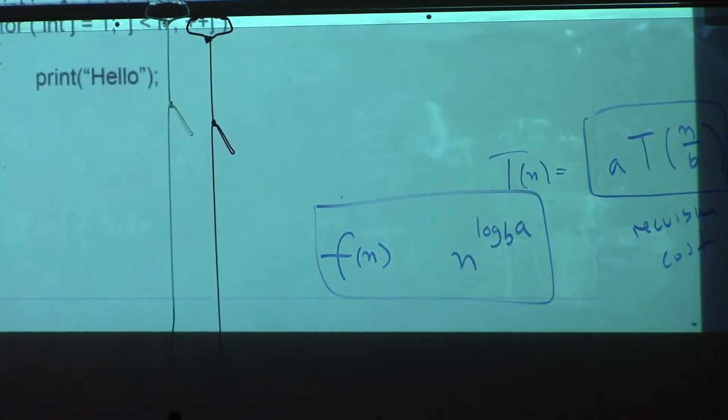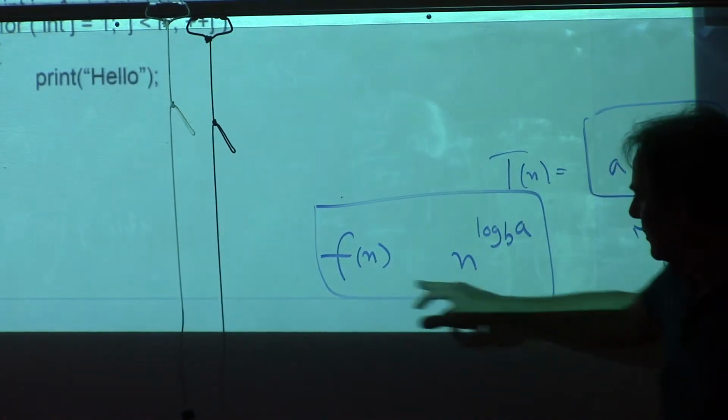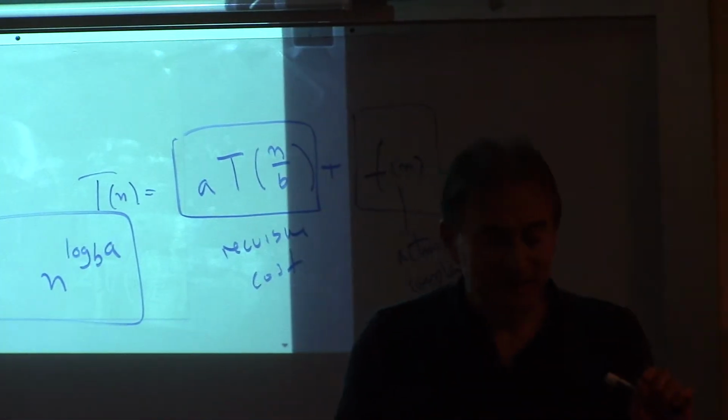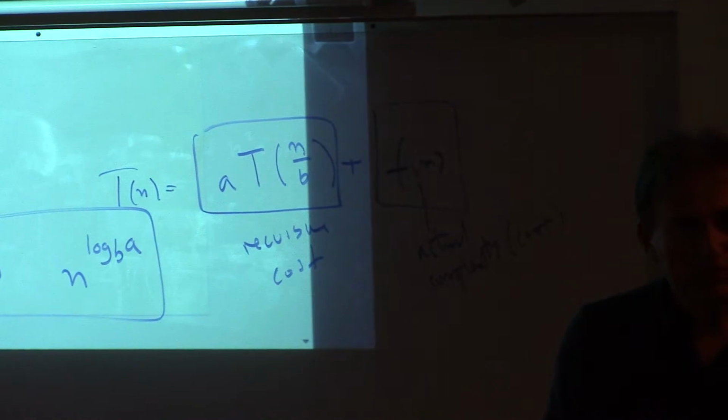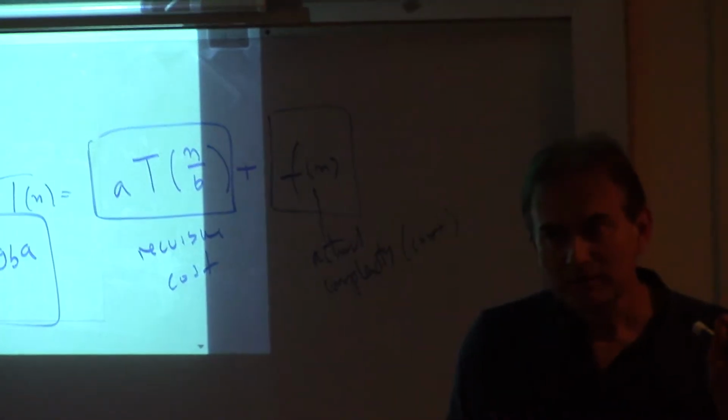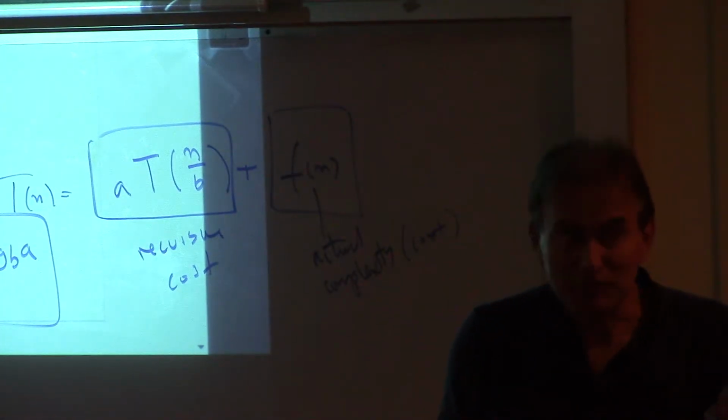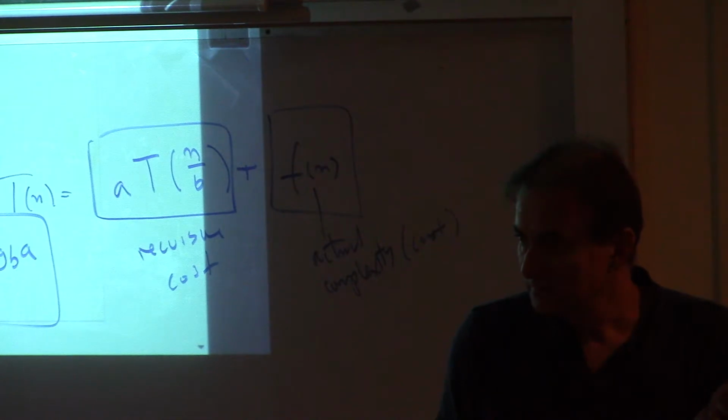Okay, so now, what is this? What is f of n? If you had to tell me f of n exactly, it's the cost of level 0. Actually, that's what it is. F of n is the cost of level 0.